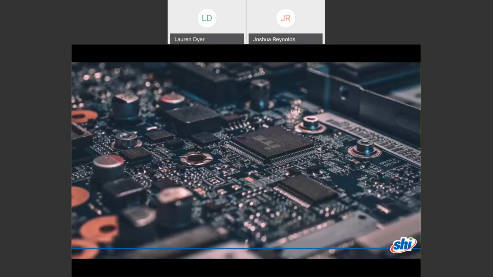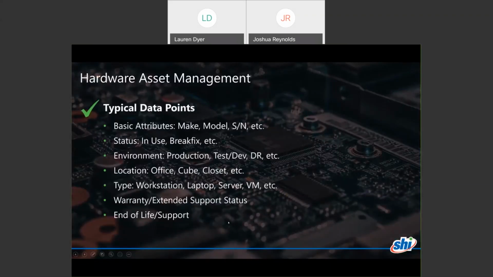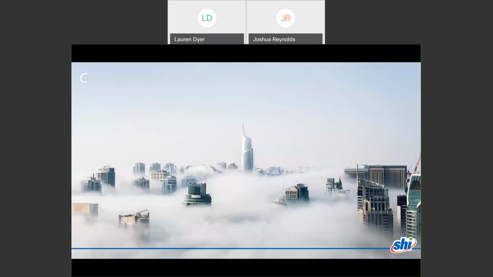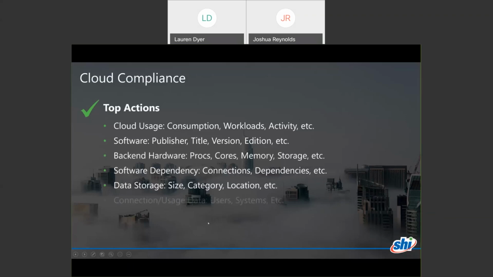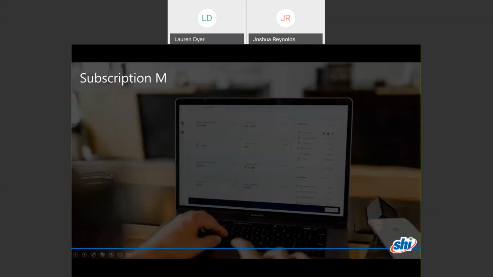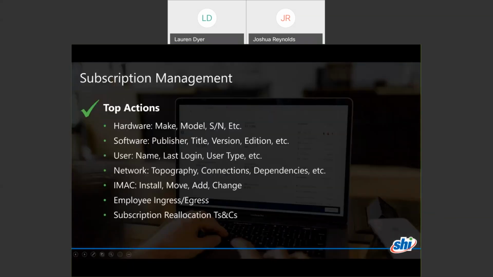Hardware asset management is more focused on physical location and status of devices and making sure devices are in use, and monitoring warranty and other types of long-term entitlement. Cloud compliance is a combination of things that you have in the cloud and things that you have on-prem and how those things interact with each other. And subscription management, right? Again, there's some things that have very similar attitudes about things as on other types of activities, and there's some that are quite different.